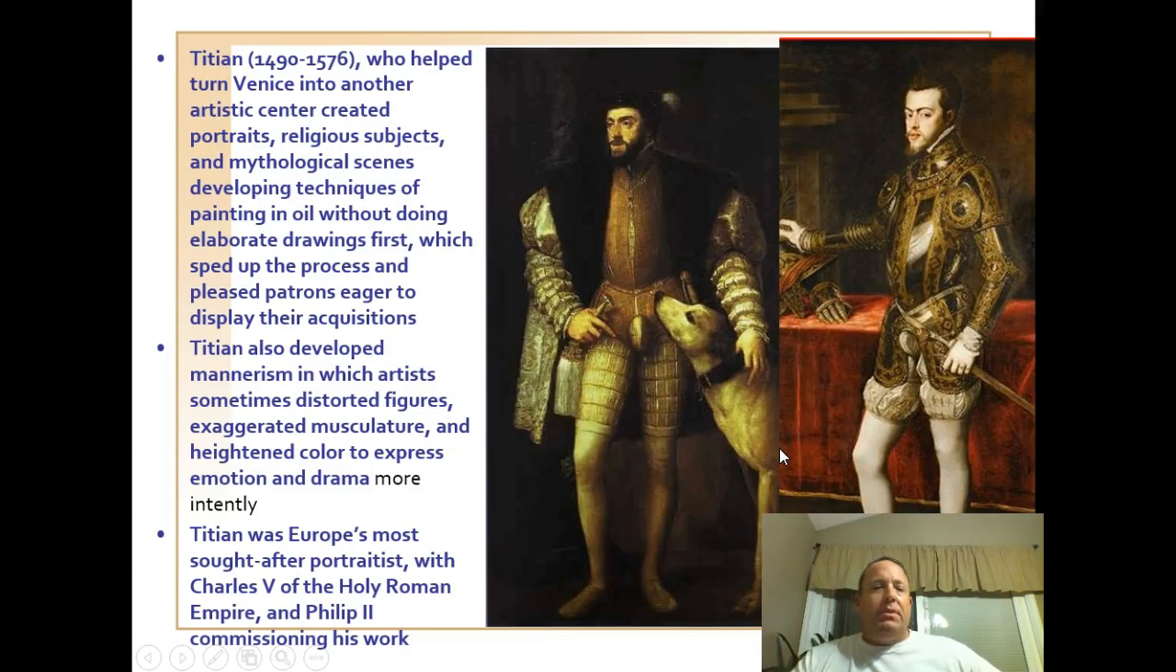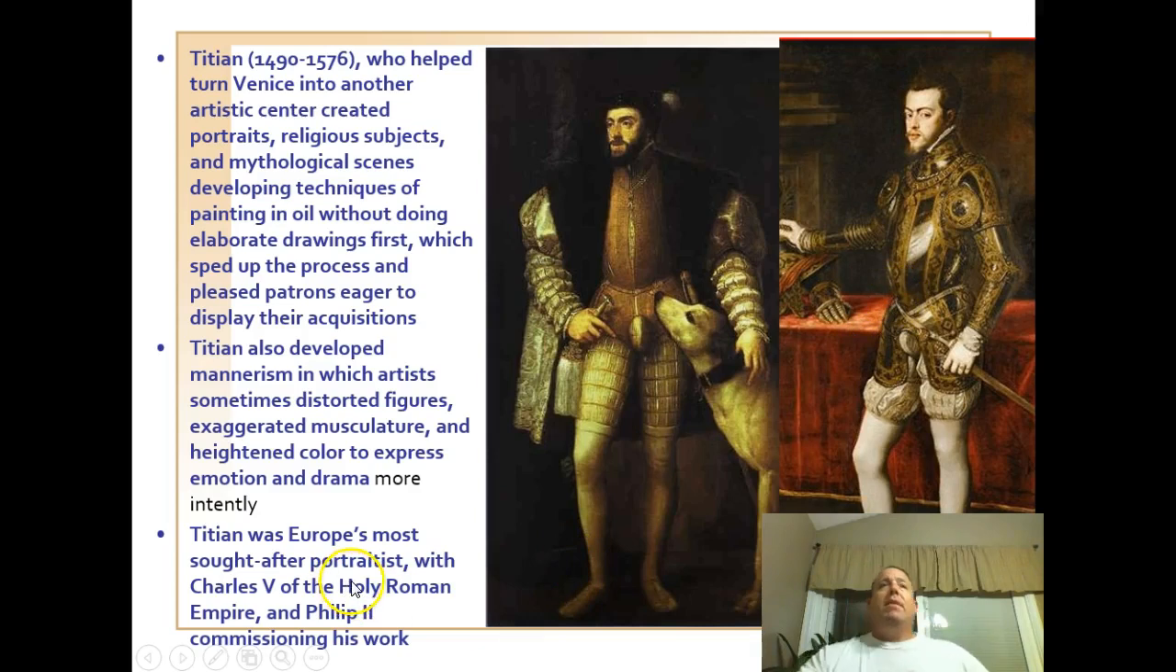But I want to move on to Titian. Just talk a little bit about Titian. He did most of his work in Venice, so that's another important city for the Renaissance. These two guys are very important figures. We'll learn about them. This is Charles V of the Holy Roman Empire, and this is Philip II of Spain.